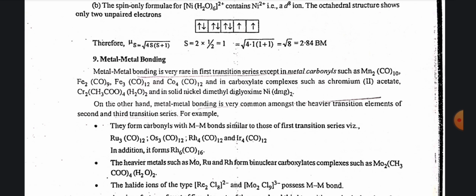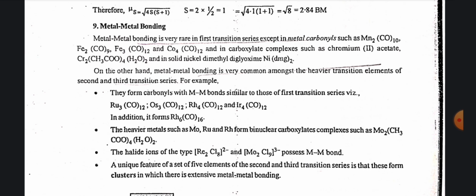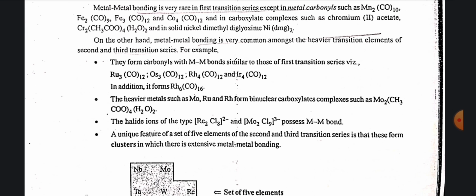On the other hand, metal bonding is very common in the heavy transition elements of the second and third transition series. For example, they form carbonyls with bonds similar to those of the first transition series. The heavier metals such as Mo and Ru form binuclear carboxylate complexes such as Mo2(O2CR)4. The halide ions of the type Re2Cl8 2- and Mo2Cl9 3- possess metal-metal bonds.